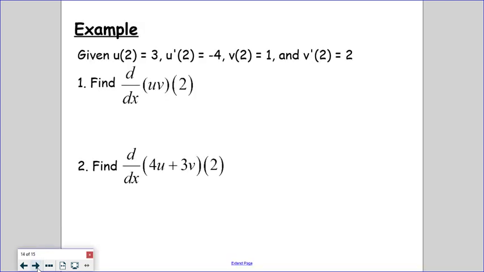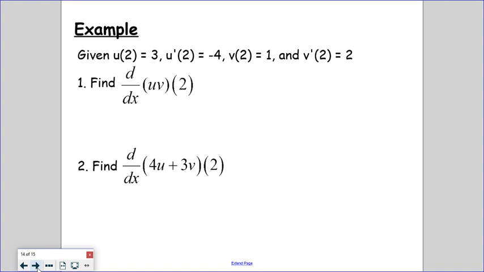One of the super common things that we will see a lot in calculus is talking generically in variables, referring to functions as variables. So we've got some function u and some function v. They tell us that the value of u at 2 is 3 and its derivative at 2 is negative 4, that the value of v at 2 is 1 and its derivative at 2 is 2. And we're supposed to then figure out what the derivative of u times v is at 2.